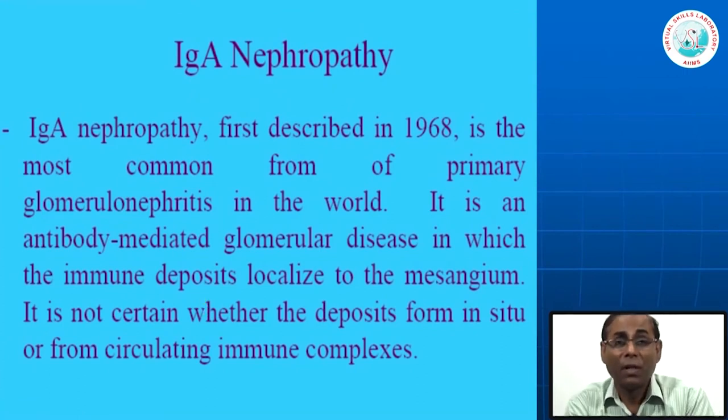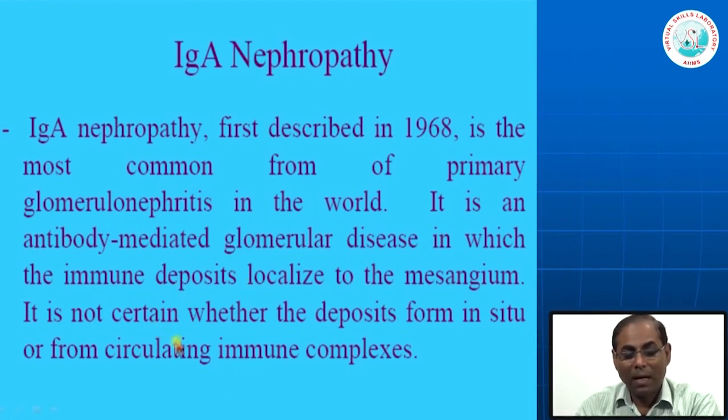After post infectious, we enter into another immune complex associated glomerulonephritis, which is very important, that is IgA nephropathy. IgA nephropathy was first described in 1968 and is the most common form of primary glomerulonephritis in the world. It is very important, it is the most common form of primary glomerulonephritis in the world. And it is an antibody mediated glomerular disease in which the immune deposits localize to the mesangium. So, mostly they deposit in the mesangium. And it is not certain whether the deposits form in situ or from circulating immune complexes.